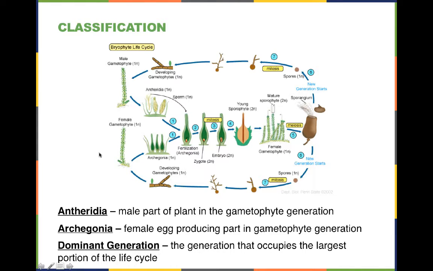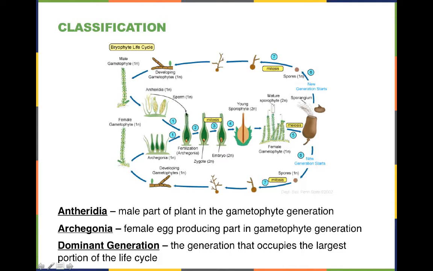Now, as I said, the male aspect of the plant is called the antheridia. The antheridia are shown, I'm just looking here for a second, up in this area right here. They produce the sperm. The archegonium are here. So you have an archegonium here, or archegonia, and antheridia.